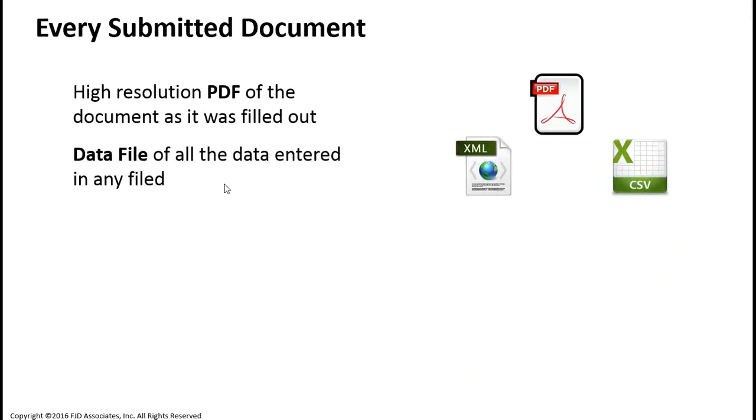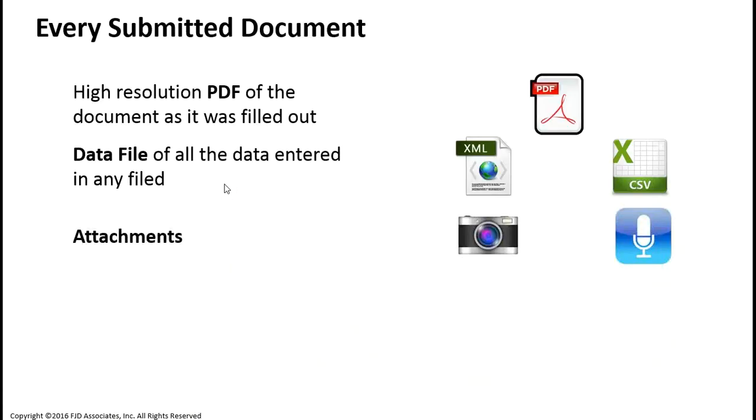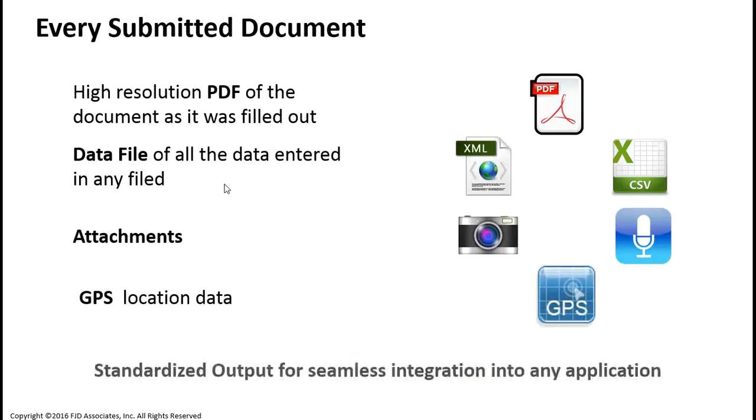So with every submitted document, you're going to get a high-resolution PDF of the document exactly the way it was filled out using pen and paper or tablet technology. Digital writing creates a data file of all the information entered in the document as an XML or CSV. We can also capture photographs and annotate those photographs, voice notes, and GPS data. Digital writing converts all of these things into the standardized output for seamless integration into any software application you use to run your business today or any time in the future.